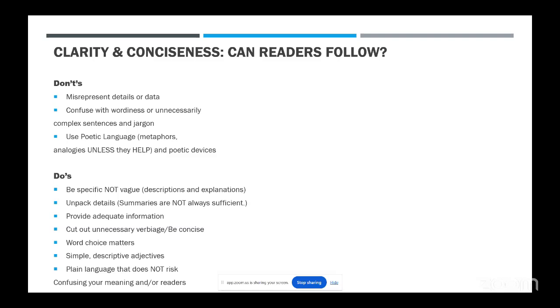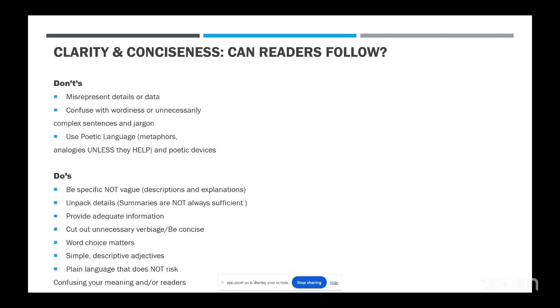Now, what are some do's? You want to be specific. You do not want to be vague. And in another session, we'll go over some examples of what we mean by specificity, and what we mean by being vague. So you do want to be specific, not vague. You want to be specific in your descriptions and your explanations.